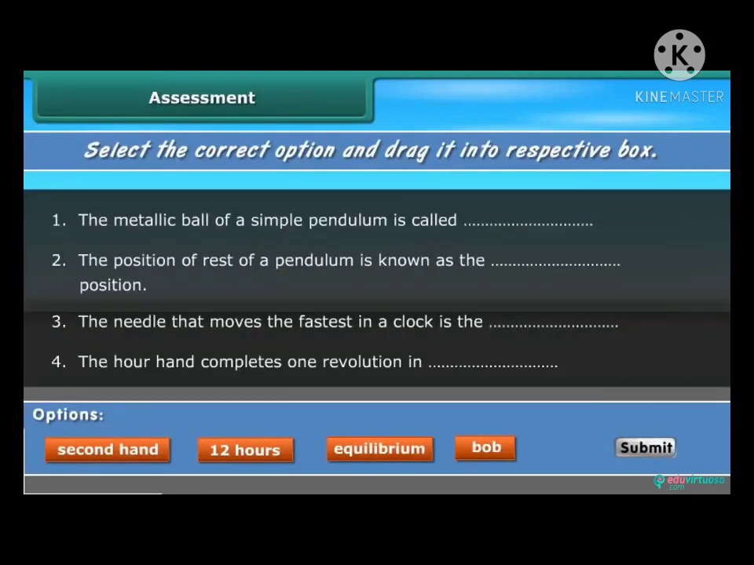Students, let's quickly check what you have learned. Select the correct option and drag it into respective box.